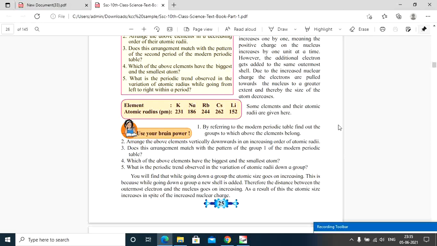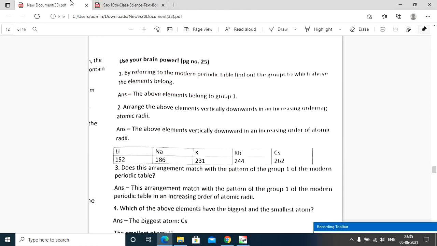By referring to the modern periodic table, to which group do these elements belong? So all these elements belong to group 1. Arrange the above elements vertically downwards in increasing order of their atomic radius. So it should gradually increase.